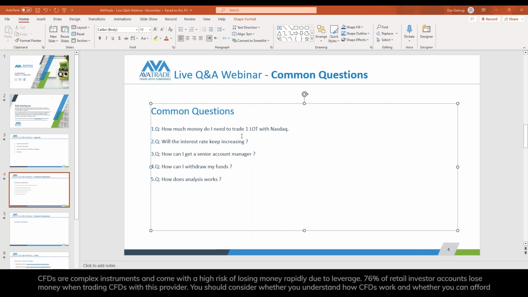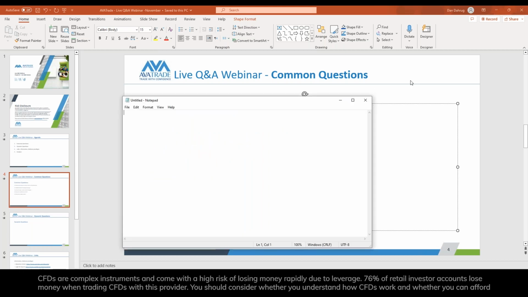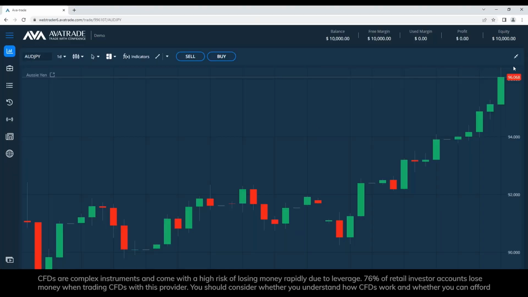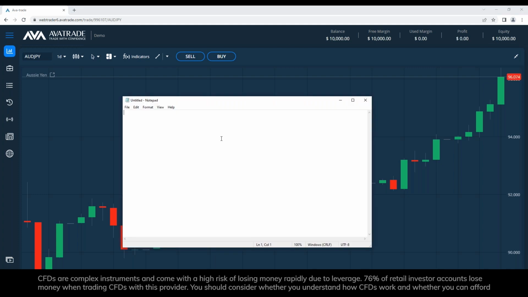Let's get ourselves a nice notepad, as always, to take the notes. So we're going to open with this question, guys: how much money do I need to trade one lot with NASDAQ? And the way that we are going to do that, first, this is the web trader, just in a nutshell before we begin, because some people are newbies and this is a platform that not everybody knows. To get to the web trader, you must log in.